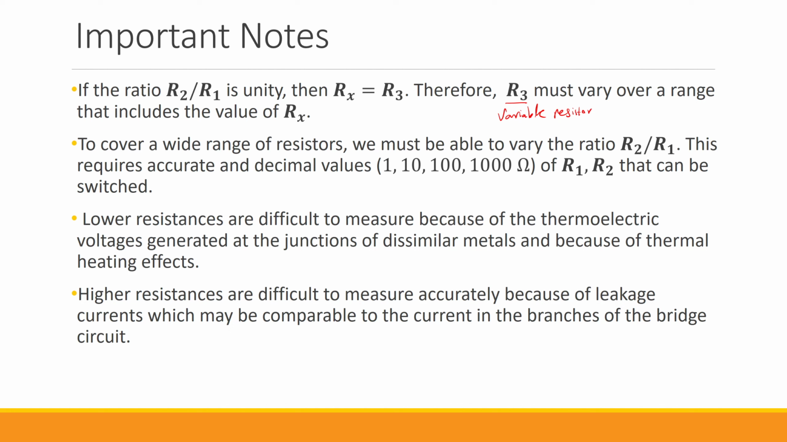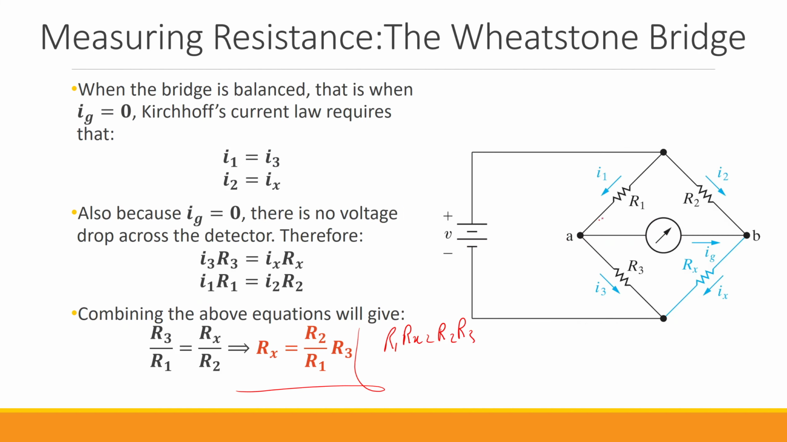The other thing that you should note is that lower resistances are usually difficult to measure because of the thermoelectric voltage generated in the junction of dissimilar metals and because of the thermal heating effect. So practically, if you want to measure a very small resistance in this circuit, because of all the simplifications we made to create this mathematical model, the value that you get for Rx is not going to be very accurate, right?